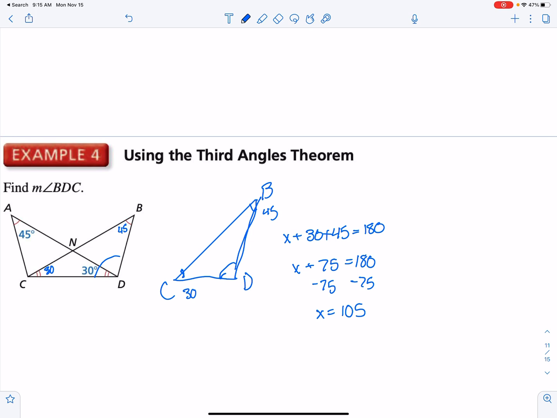Now, they could go further, and they could say, okay, well, what's the measure of angle NDB? Well, we already know that this is 30, so you would just subtract it. So just watch for the directions on some of those, because it might not always be what the whole angle is. It might just be parts of it.